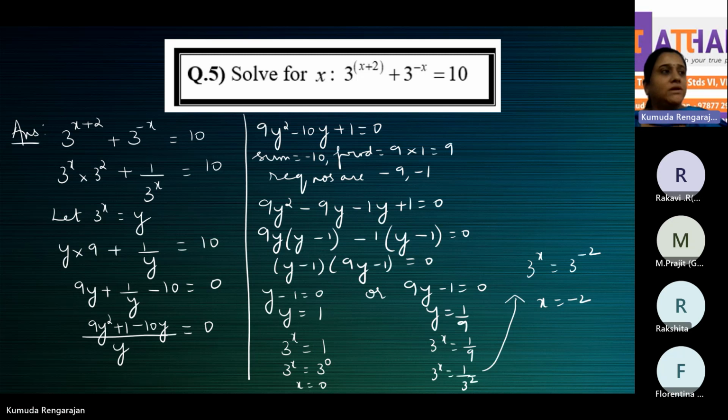Okay. So 1 should be written as 3 to the power 0. If we had 5 to the power of x, then we should write 5 to the power 0. Then only we'll have the same base, so you can equate the powers. And what is 1 by 9? 1 by 3 square. And 3 square, when you bring it to the numerator, it will become 3 to the power minus 2. So x is equal to minus 2.